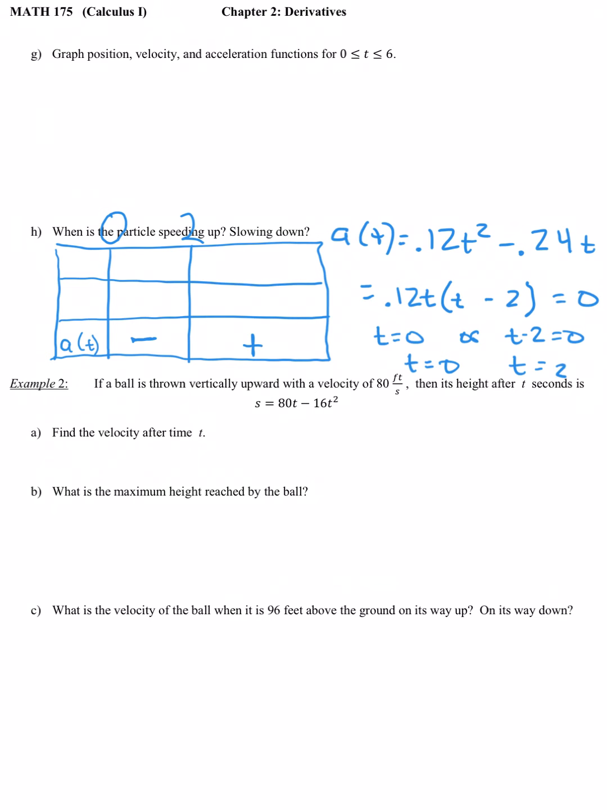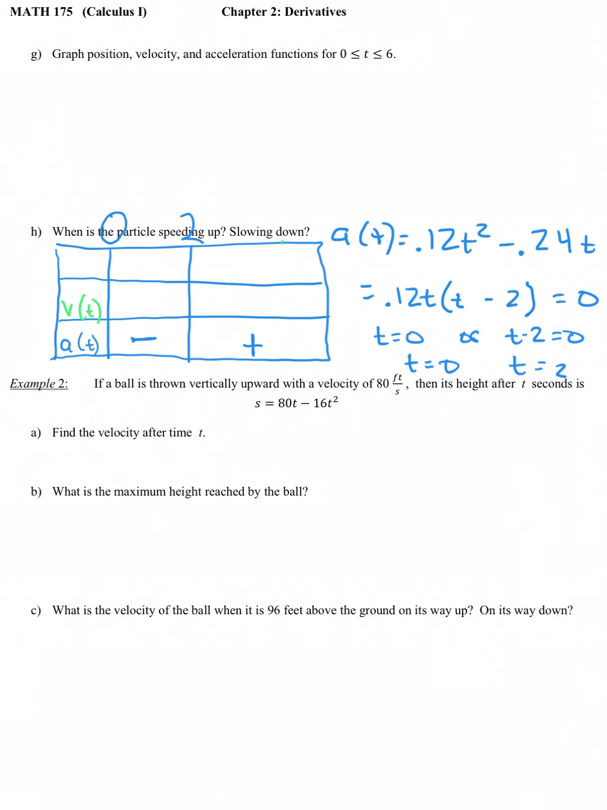What I failed to mention was this part in green. I do apologize. I don't know what I was thinking. I've only been doing this for many decades. What you have to do is you also have to consider your zeros for velocity.